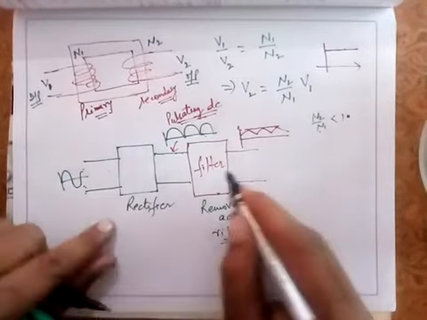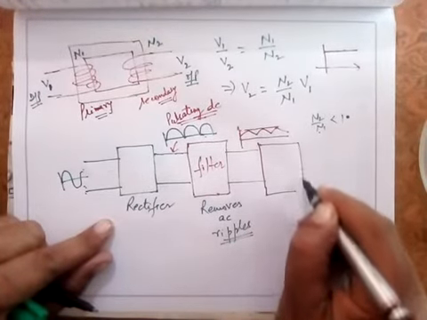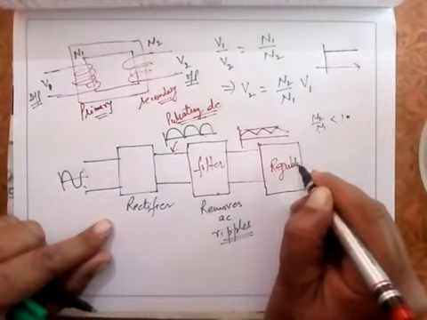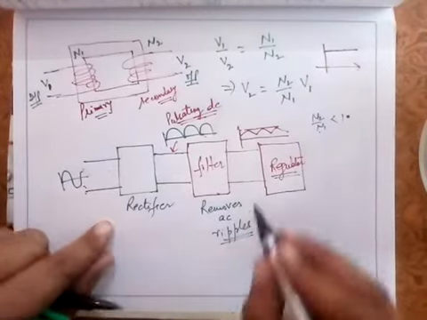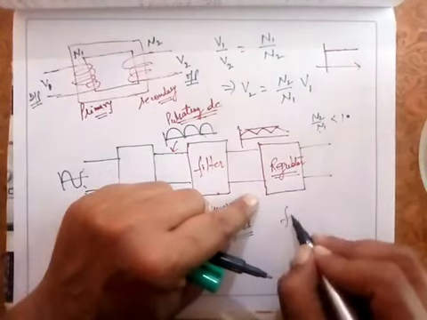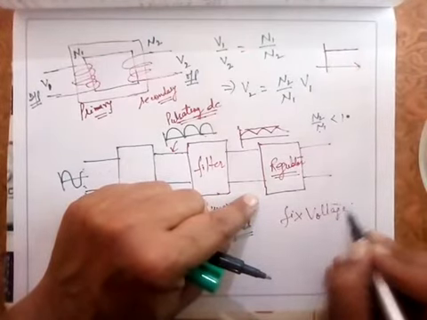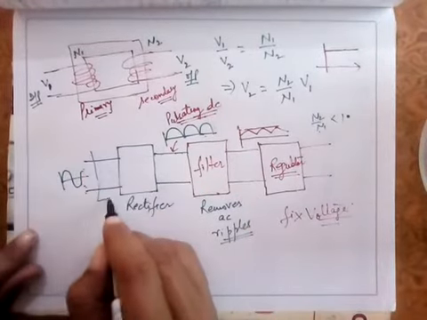And finally, after this filter, as I said, this is given to a regulator. We'll discuss all these parts in detail. Now this regulator provides me a fixed output voltage here. So initially I have this transformer here. Before this there is a transformer.